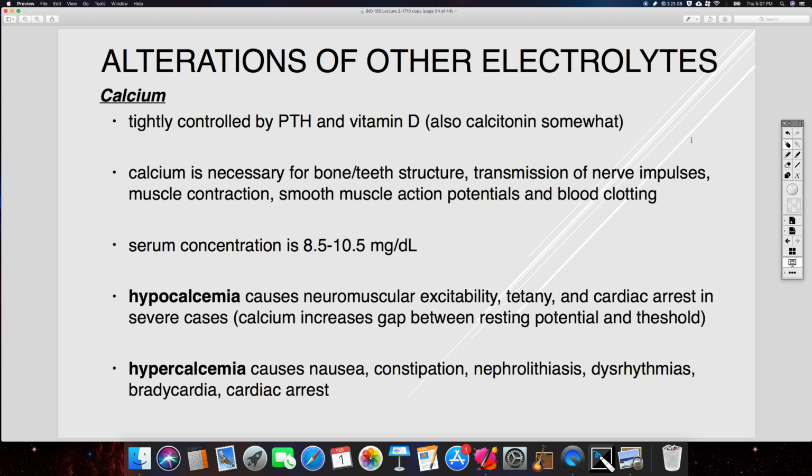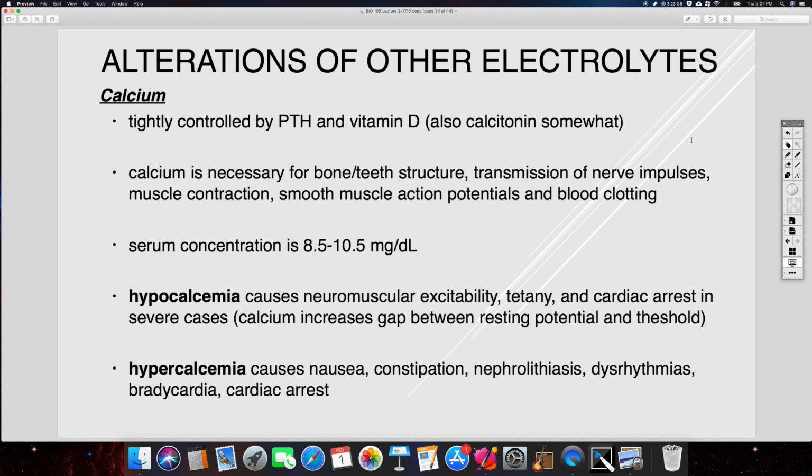Hypocalcemia, neuromuscular excitability. So I talked about Trousseau's and things like that. It causes neuromuscular excitability, and that's because calcium actually increases the gap between resting potential and threshold. I will talk about that more when we talk about the nervous system. Okay, so neuromuscular excitability, tetany, which is basically involuntary muscle contraction, sometimes to the point of paralysis. And cardiac arrest. Cardiac arrest can occur in both hypocalcemia and hypercalcemia.